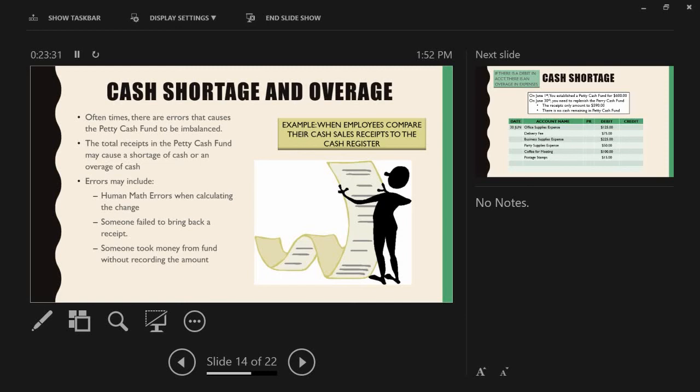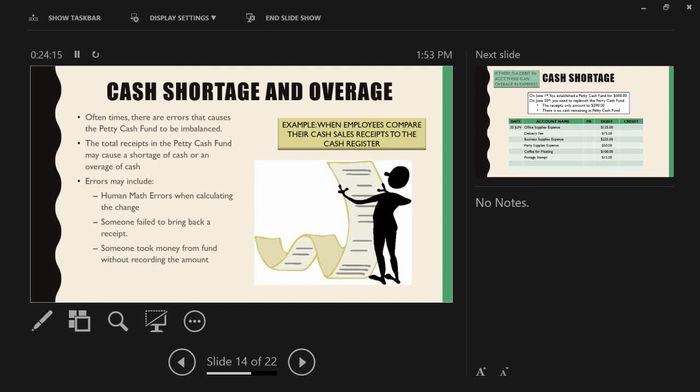So they end up pocketing that money. Other times, sometimes you take the money out and you forget to record it. So that is the reason why you would have a cash shortage and a cash overage, okay? What that means is the total amount in your original petty cash box does not pan out. If you established it at $500, you calculate your total receipts and your total money, and it does not add up to $500. That is considered a shortage or an overage, depending on whether it is less than $500, then it's a shortage. If it's over $500, then you have an overage.